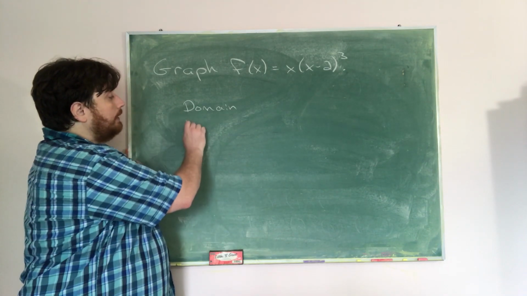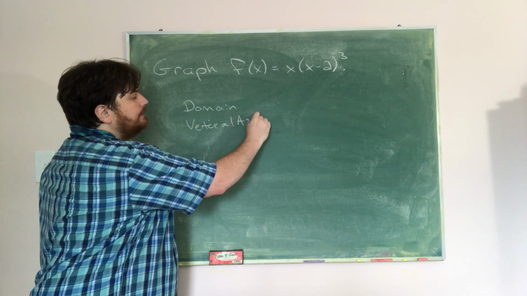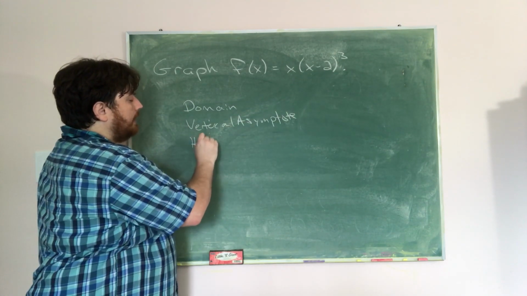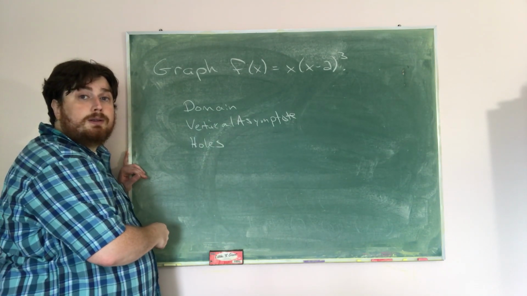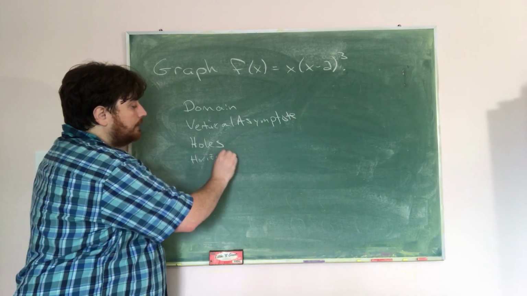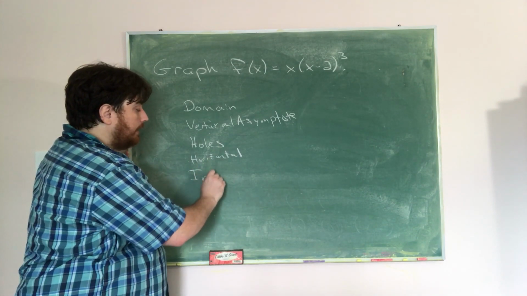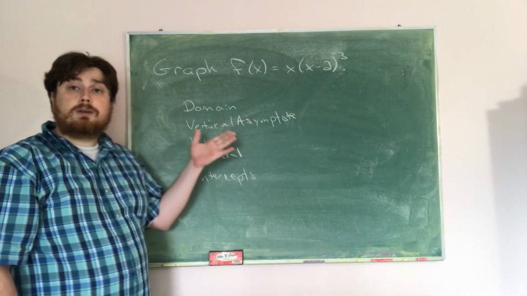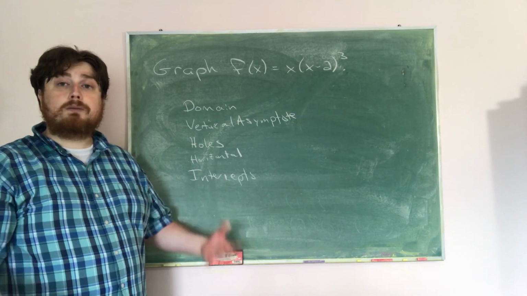I might also look at, along with that, are there any vertical asymptotes or holes? Again, those are points that would not be in the domain. So if I have any vertical asymptotes or holes, I want to make sure to make note of that. Along with vertical asymptotes, I'd also want to look at horizontal asymptotes. Another thing that might catch my eye are intercepts, either x or y. So I want to find the domain, any asymptotes, any holes, and any intercepts, so I can keep track of that.